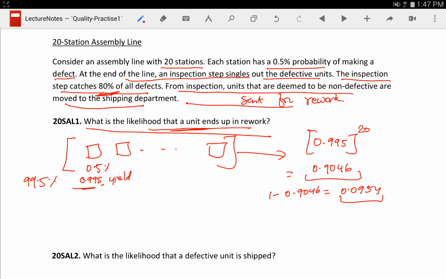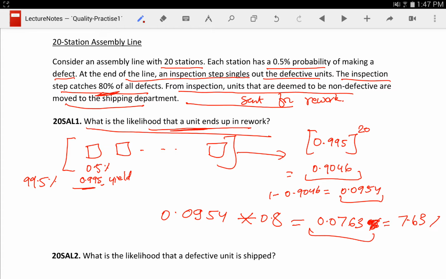We know 80% of the defects are caught. That means out of the 0.0954, 80% is caught and goes to the rework. That is 0.0763, so 7.63% of the total items have to go to the rework, right?